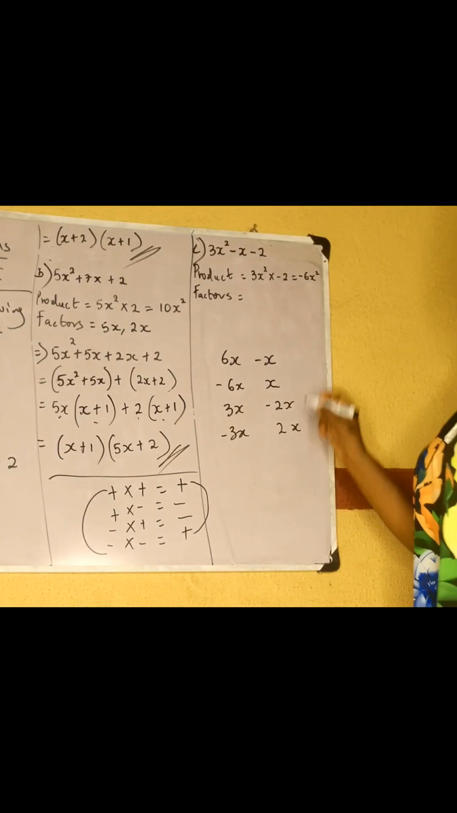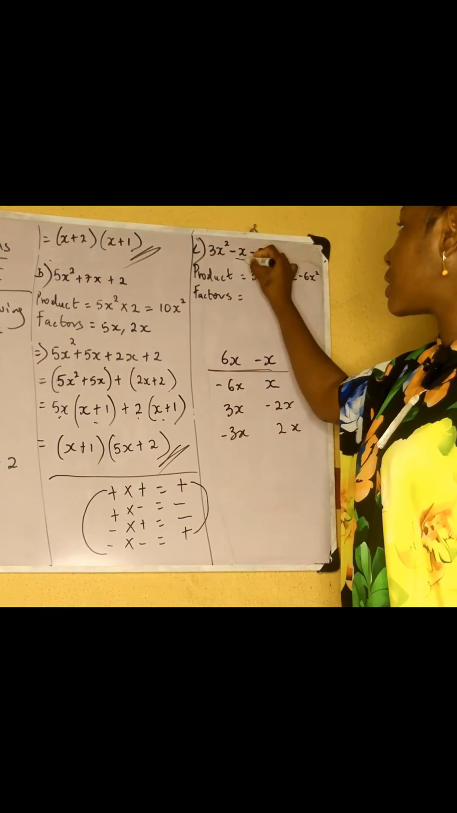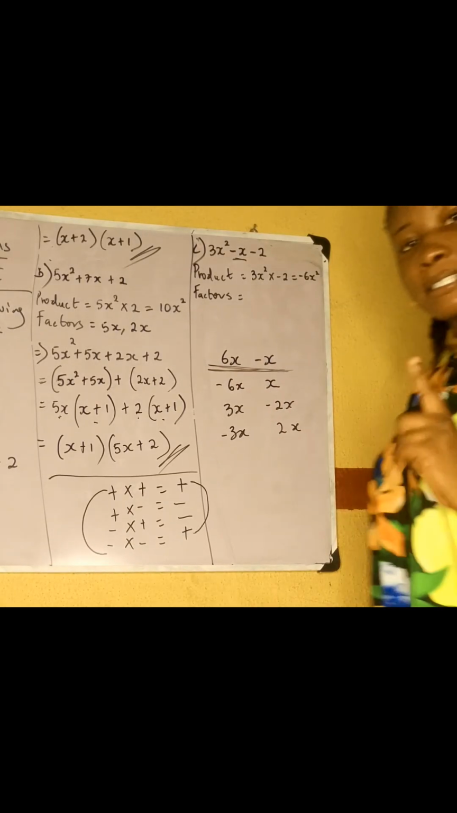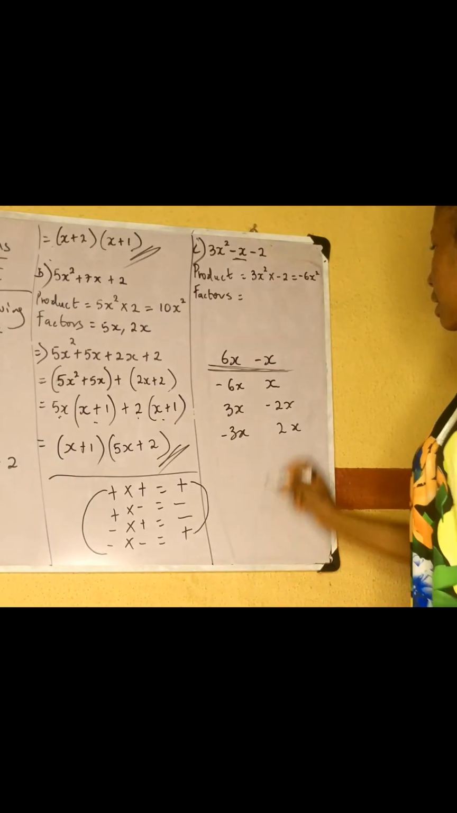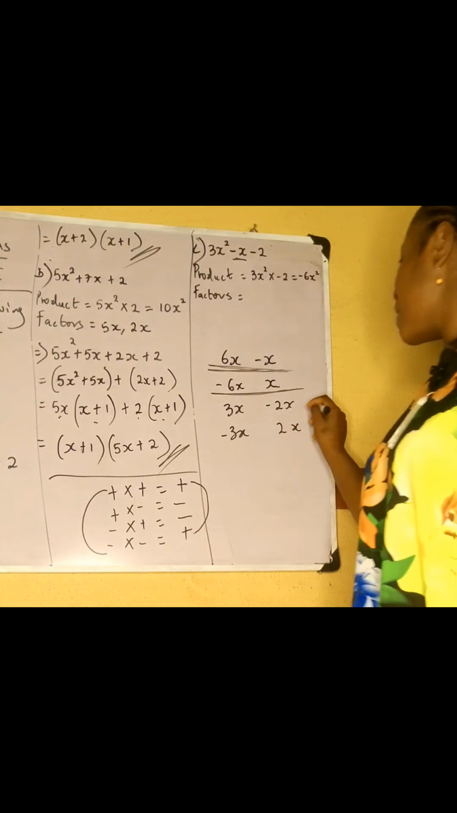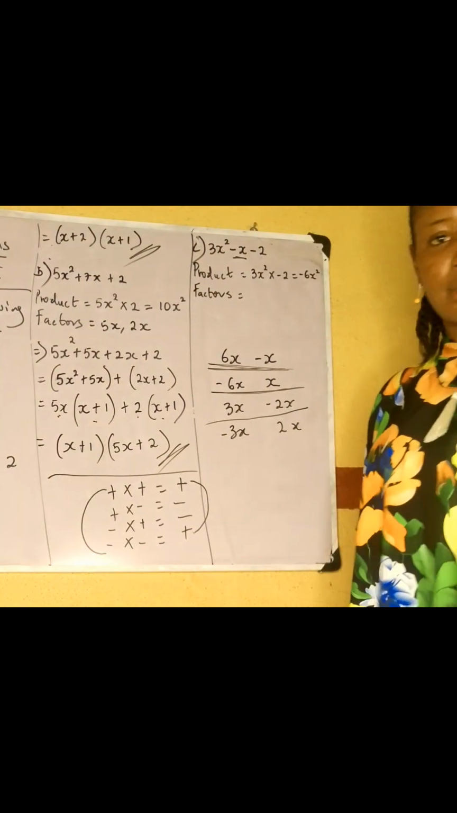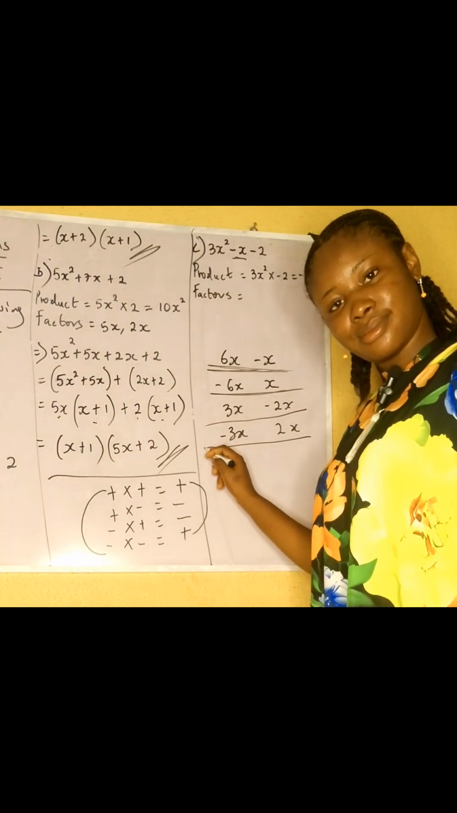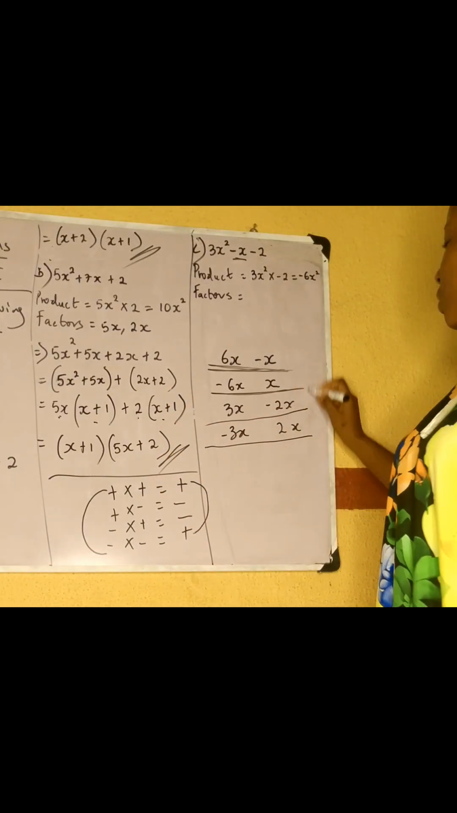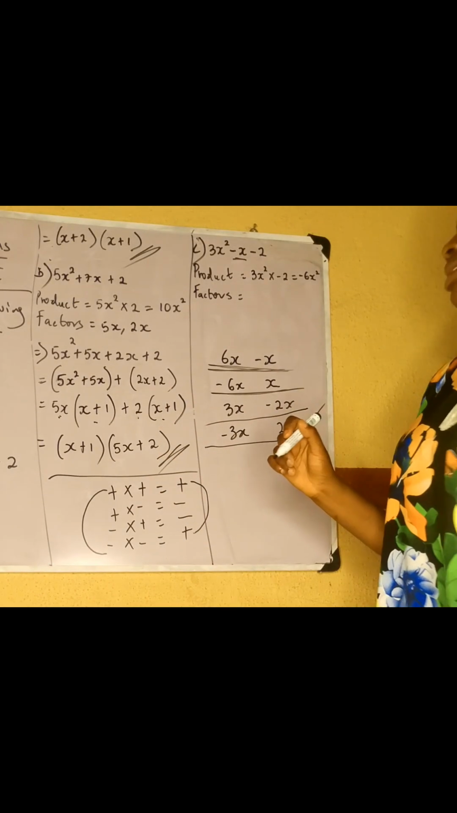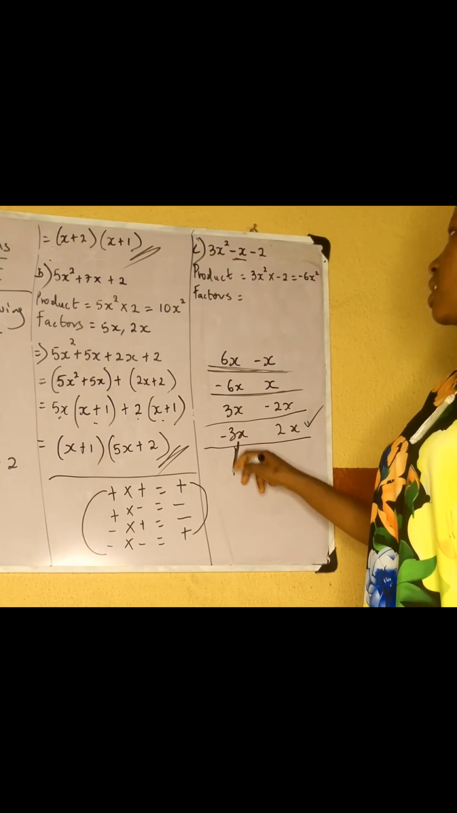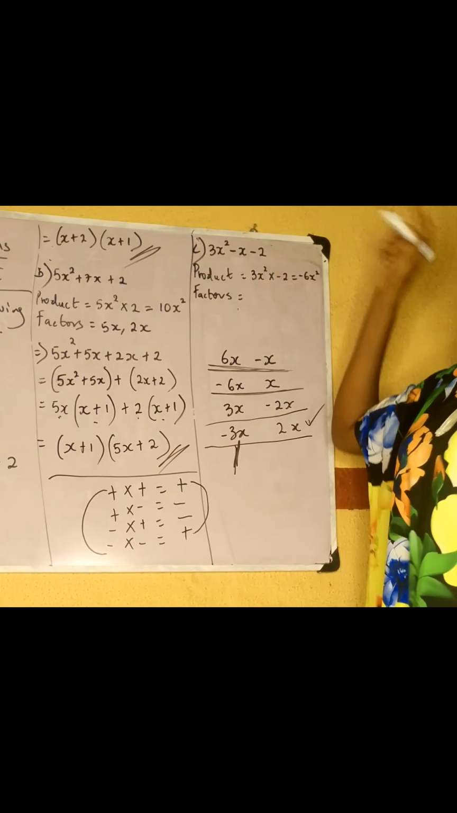But if I add them up, will I get this middle term? If I add the first one, I'll be getting 5s. If I add the second, I'll be getting minus 5s. If I add the third, I'll be getting s. But if I add this last one, I'll get my minus s. So this is the one that will work. And you can notice that the bigger number is negative and our middle term is negative.